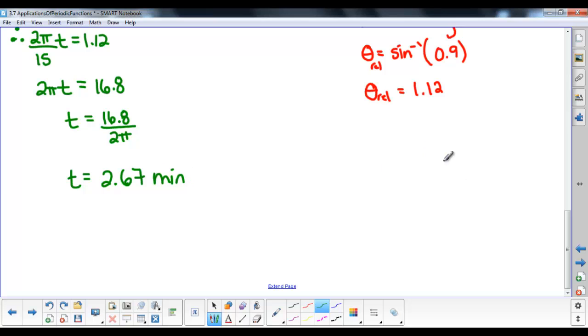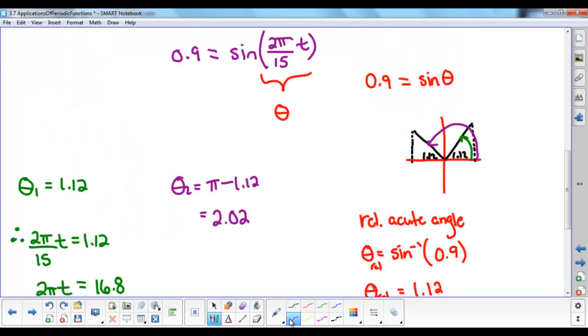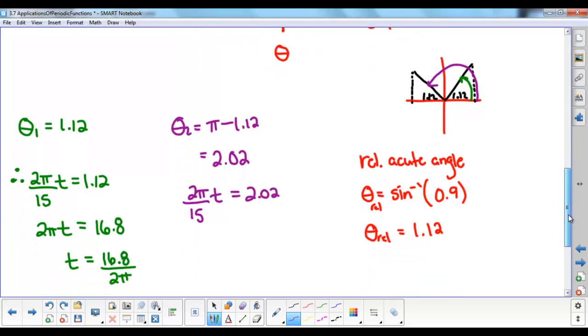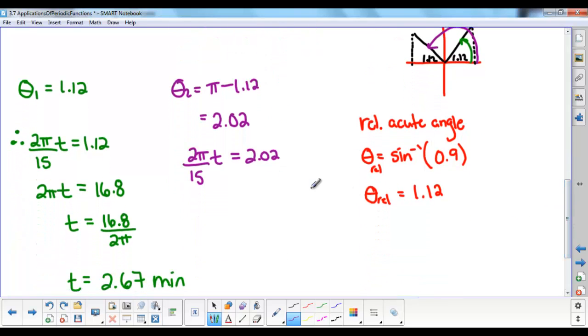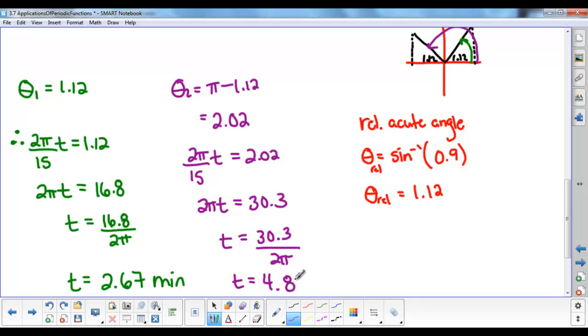Okay, so let's find the other possible value for time. Our angle should be 2.02. What value of t will give us that? Well, let's multiply both sides by 15, and then dividing both sides by 2 pi will give us 4.82 minutes.